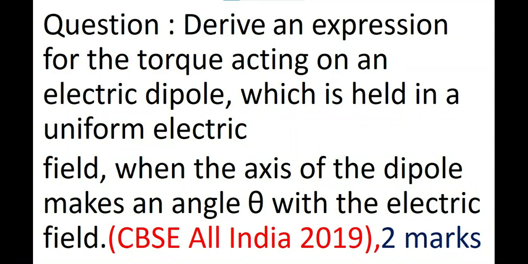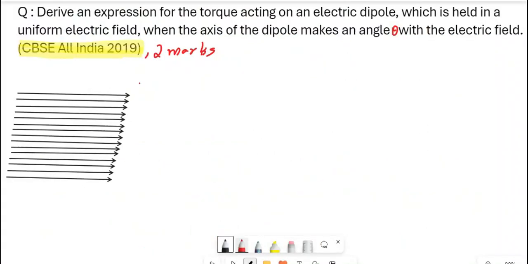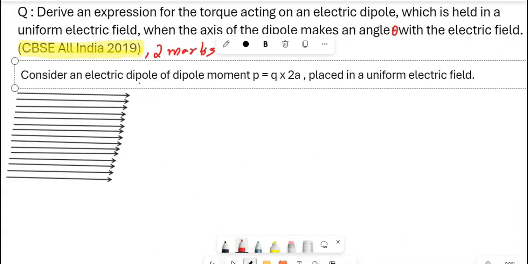The next question is, derive an expression for the torque acting on an electric dipole which is held in a uniform electric field when the axis of the dipole makes an angle theta with the electric field. This question was asked in 2019 by CBSE, and this was carried 2 marks. So, okay, we can see how we can start the answer.